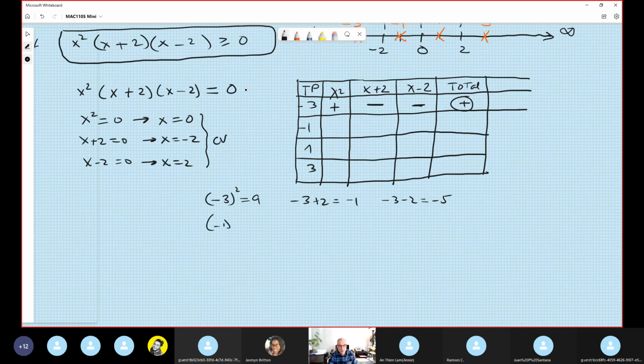Negative 1 squared is 1, positive. Oh, by the way, something I saw: the column of the x squared should always be positive, regardless of whether the value you plug in is negative or positive. Why, Professor? Because it's a square.